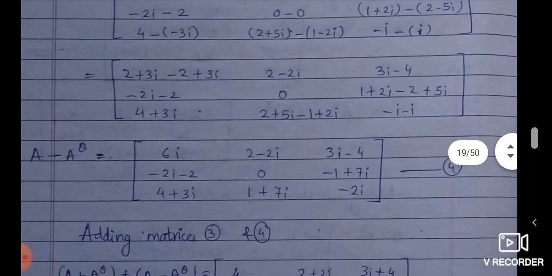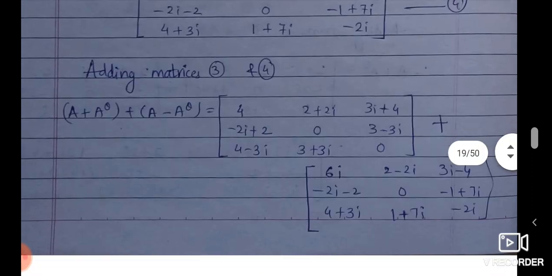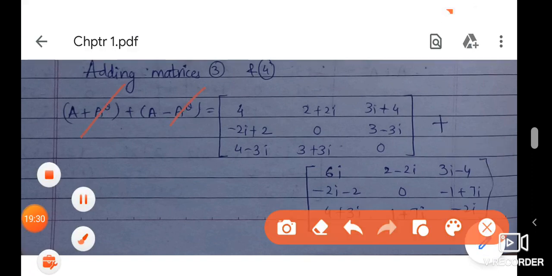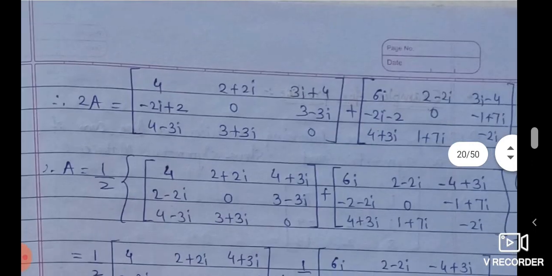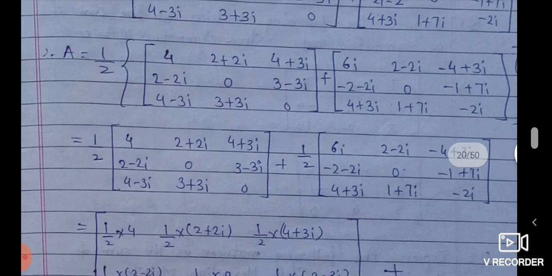So I have got A minus A raised to theta. The next step is adding the 3 and 4 matrices. Again you can see here, this A raised to theta minus A raised to theta will get cancelled out. So you will be left with 2A. So again A will be equal to 1 by 2. So again divide each and every term by 2, or multiply each and every term by half.